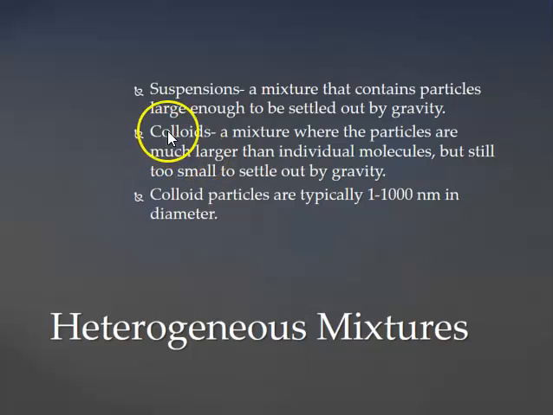Now, if the particles are so small that gravity can't even pull them down, we call that a colloid. These particles are much bigger than individual atoms or ions or even little molecules. Compared to a normal solution, they're big old giant things, and they can be huge, like protein molecules, but usually they're even bigger than that. Relatively big things that will not be settled out by gravity. These colloid particles are usually anywhere from about 1 nanometer in diameter up to 1,000 nanometers in diameter.